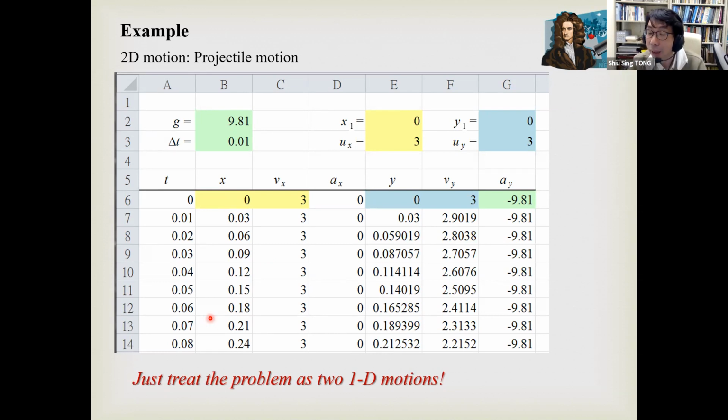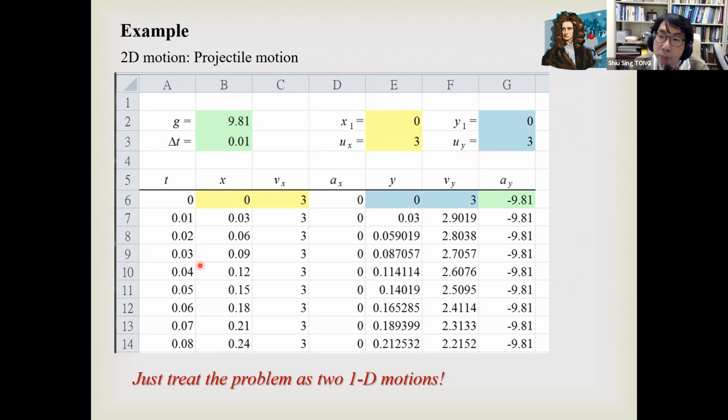Okay, so you can extract information from this data sheet very efficiently. If you like, you can plot a graph of x against t, or y against t, vx against t, vy against t, or you can plot the trajectory y against x. You can obtain this information very efficiently, and that is the advantage of doing numerical calculation.